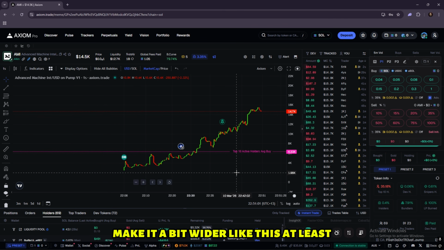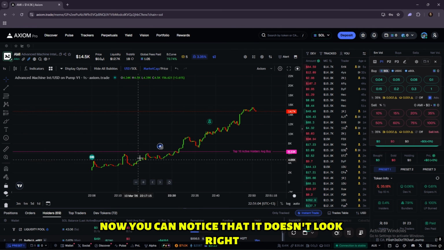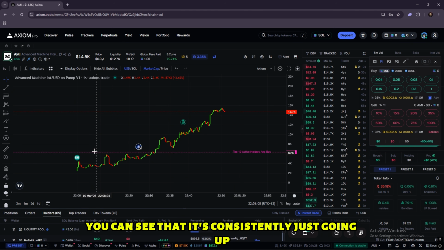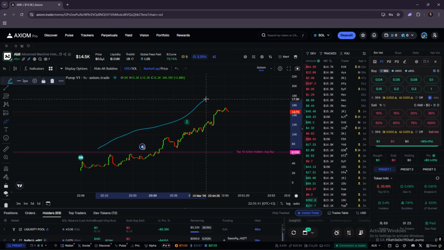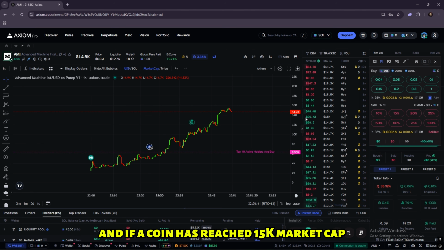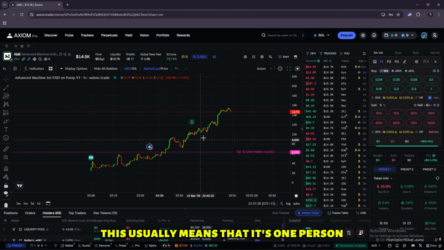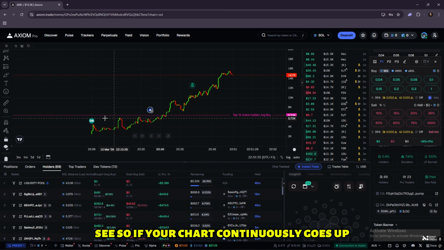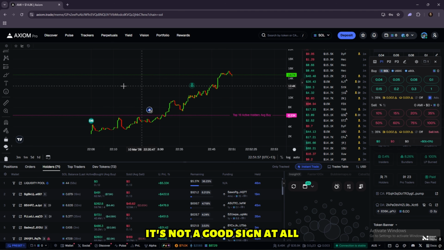Make it a bit wider like this at least. Now you can notice that it doesn't look right. You can see that it's consistently just going up like this. It's the same amount of buyers and the same amount of sells. It's just going up. And if a coin has reached 15k market cap, it should be over 1 SOL global fees paid. This usually means that it's one person just controlling the chart. So if your chart continuously goes up, it's not a good sign at all.